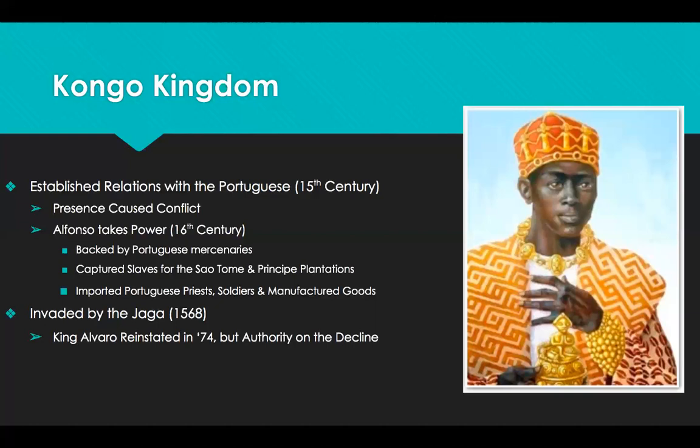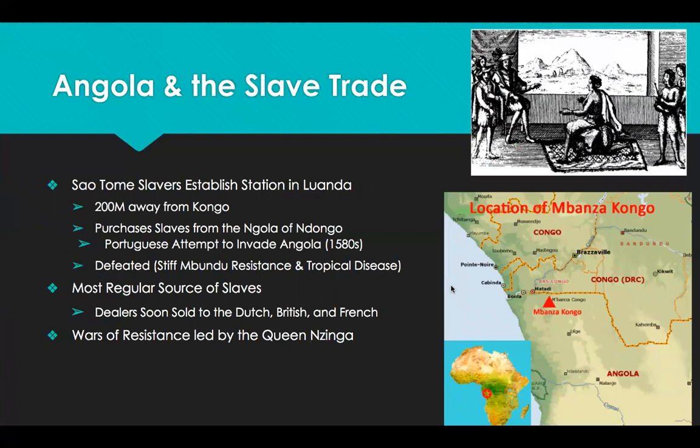So that's the Congo Kingdom. Another kingdom from around that region was the kingdom of Angola, right? Angola, of which the word Ngola means king, right? Ngola. So when you say the Ngola of Ndongo, it means the king of Ndongo.